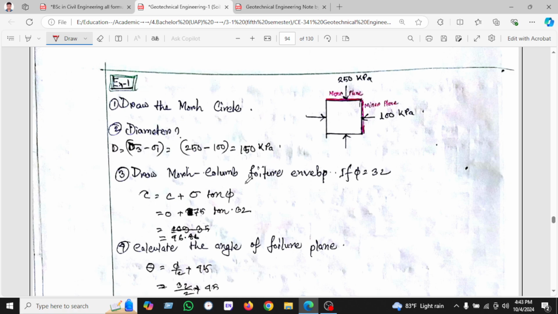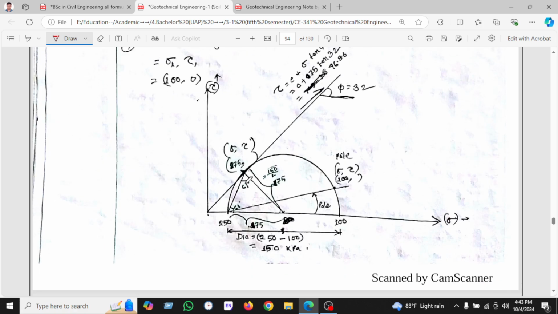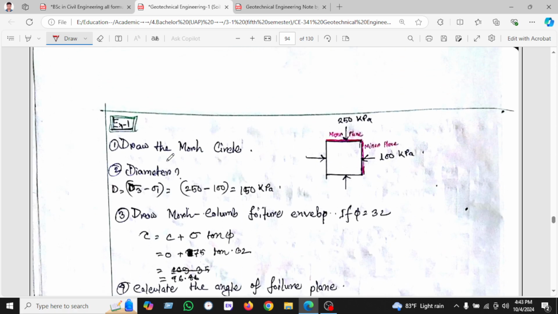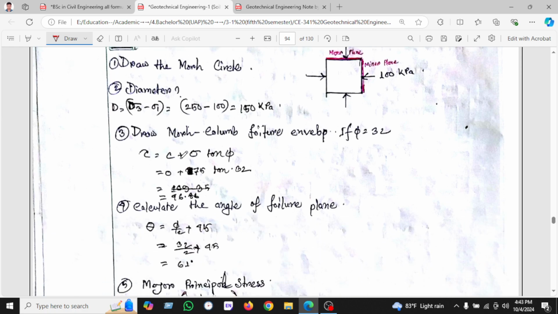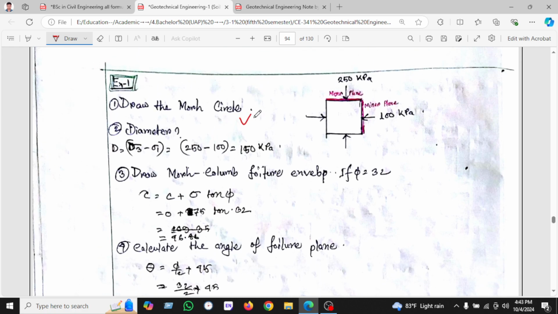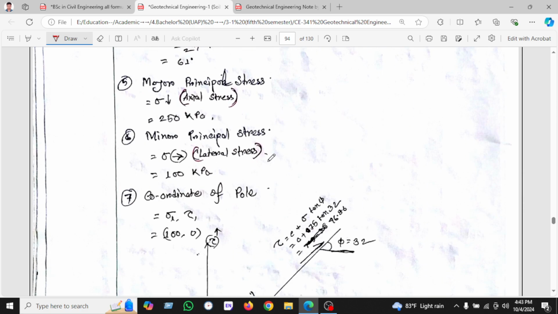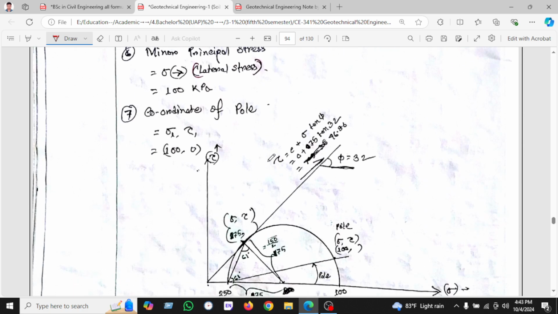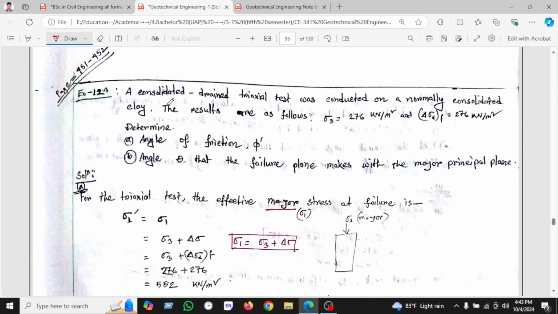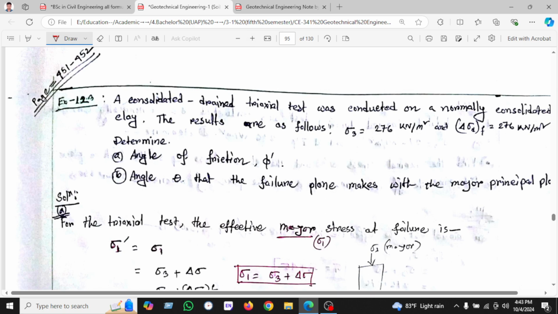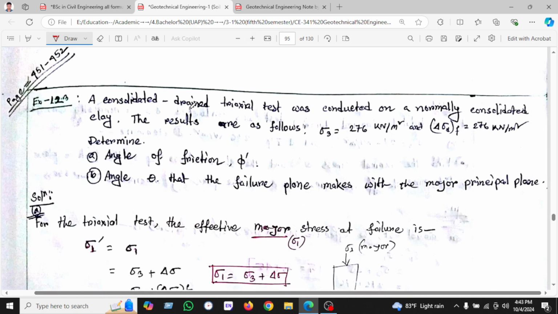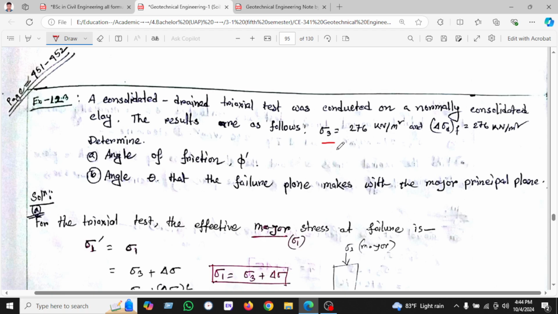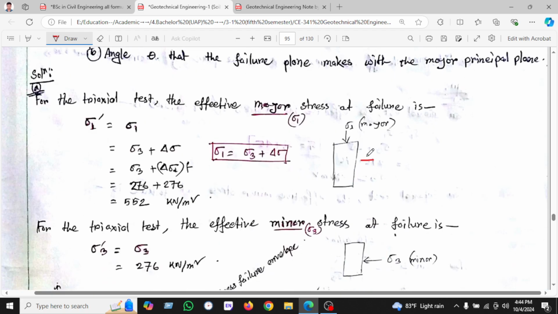So let's start our calculation or math example. Draw the Mohr circle. We have already calculated it here, and that's why I will not calculate again. Okay, so let's see the coordinates. The consolidated drained triaxial test was conducted on a normally consolidated clay. The results are the following. Sigma 3 is given here.